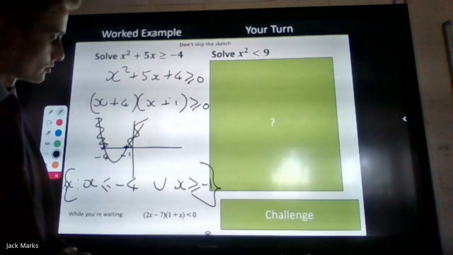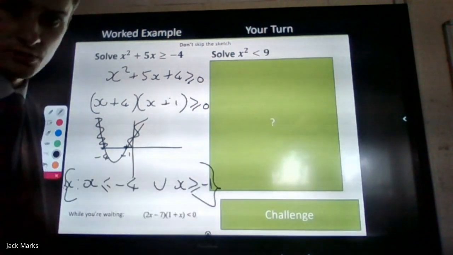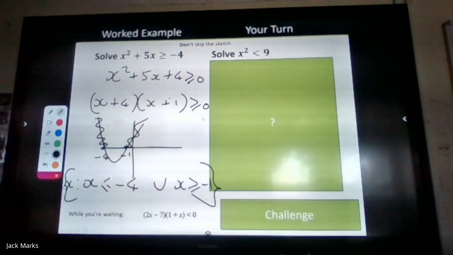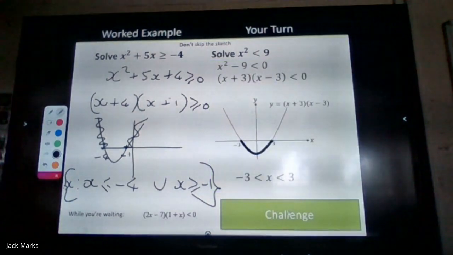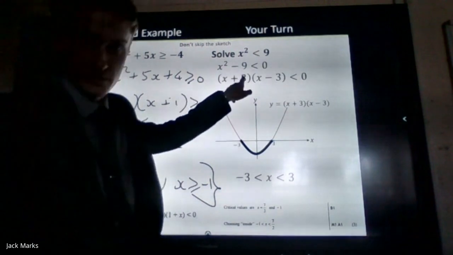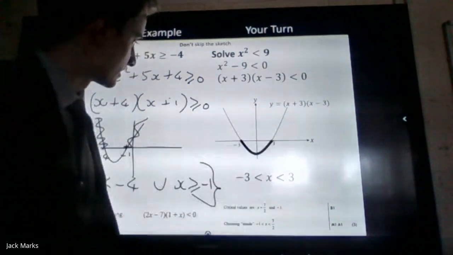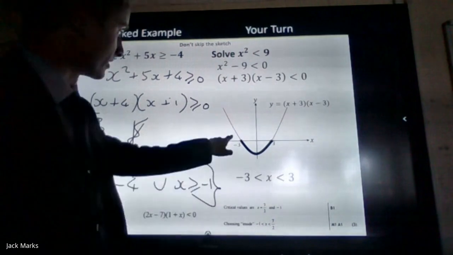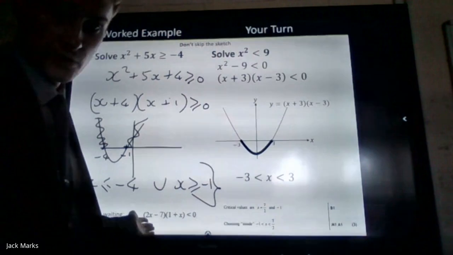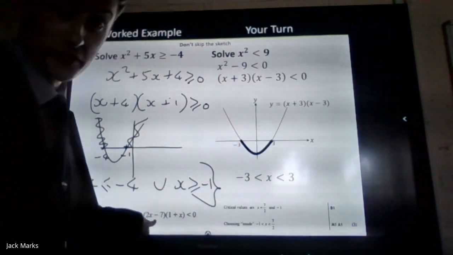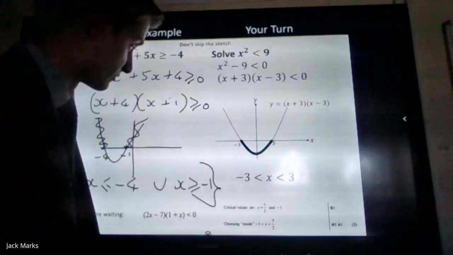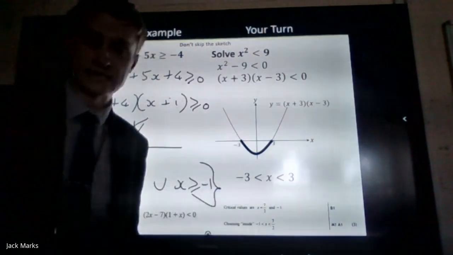Pause now then, have a go at your turn, and we'll reveal the challenge as well. Okay, so your turn, did you spot that this was a difference of 2 squares? Yeah, that's coming back from GCSE. So 3 and minus 3, and we were looking for strictly less than 0. For this one here, the root was a bit more complicated. Just solve 2x minus 7 equals 0. Move the 7 over, divide by the 2, 3.5, or 7 over 2. Okay, but the technique's exactly the same.